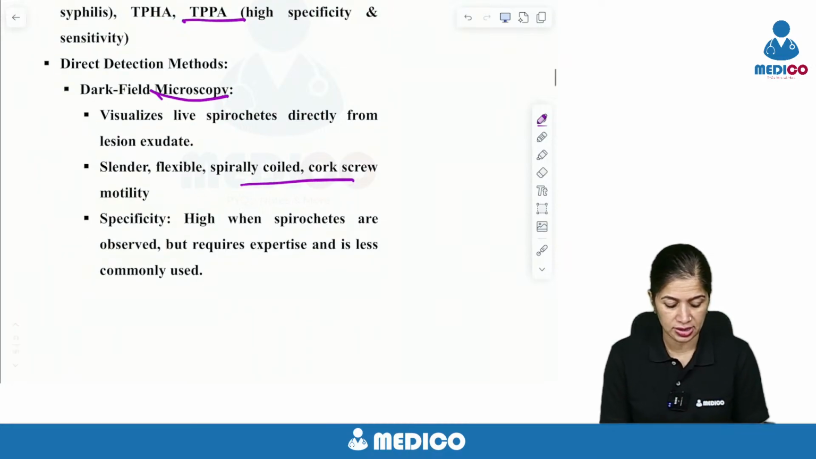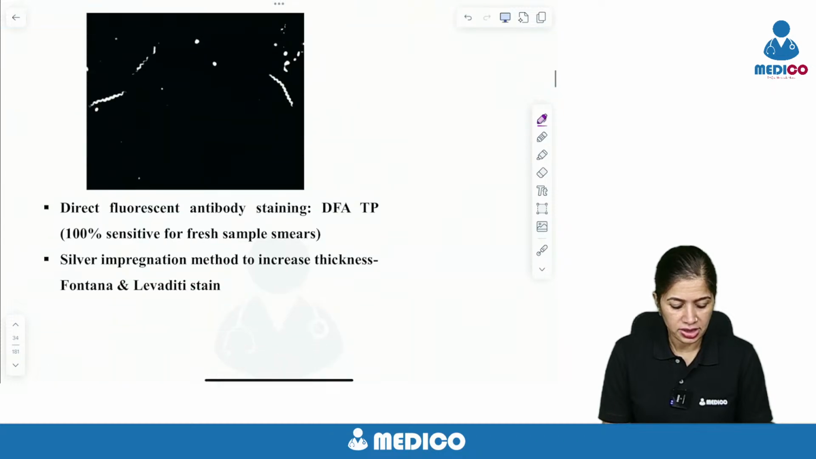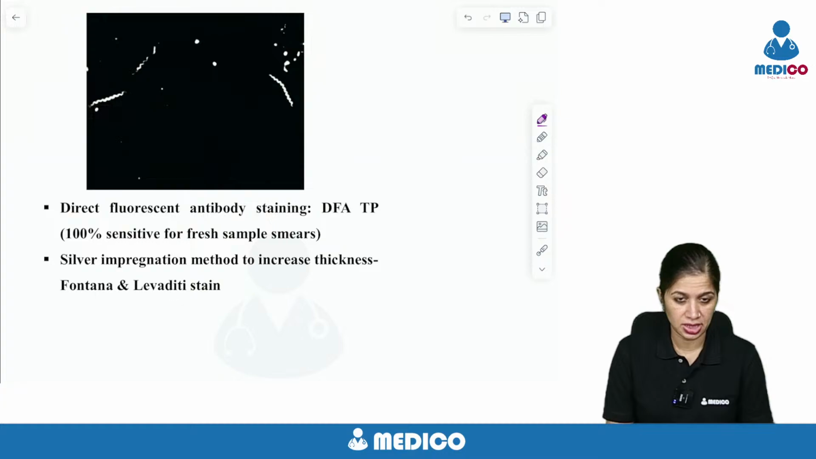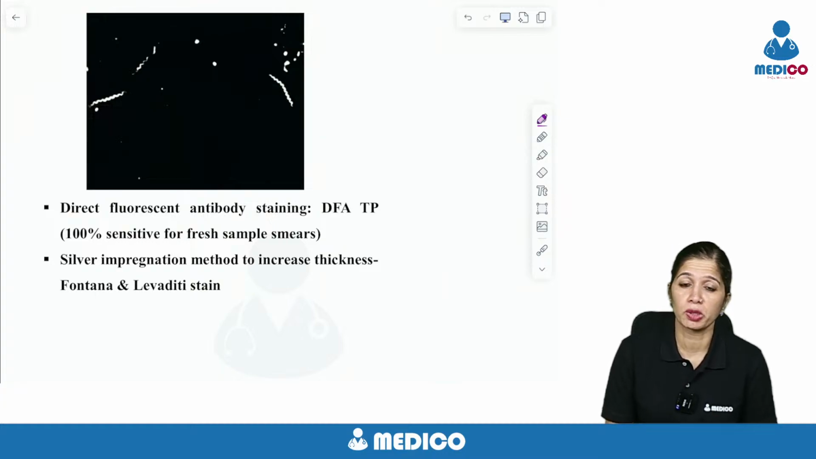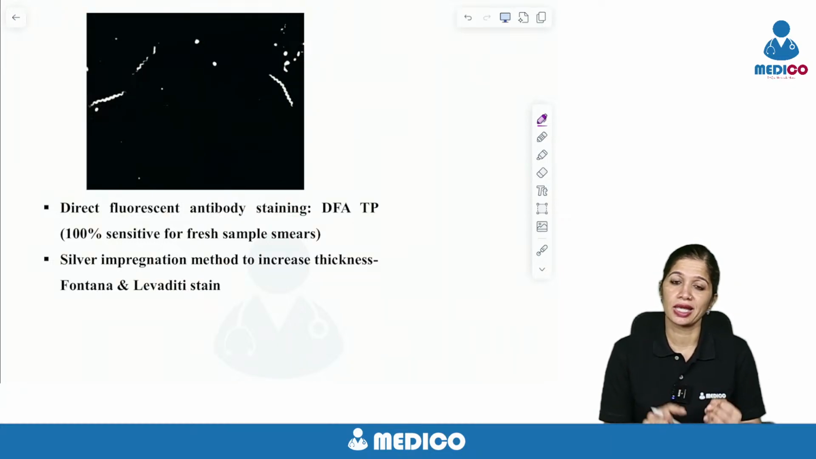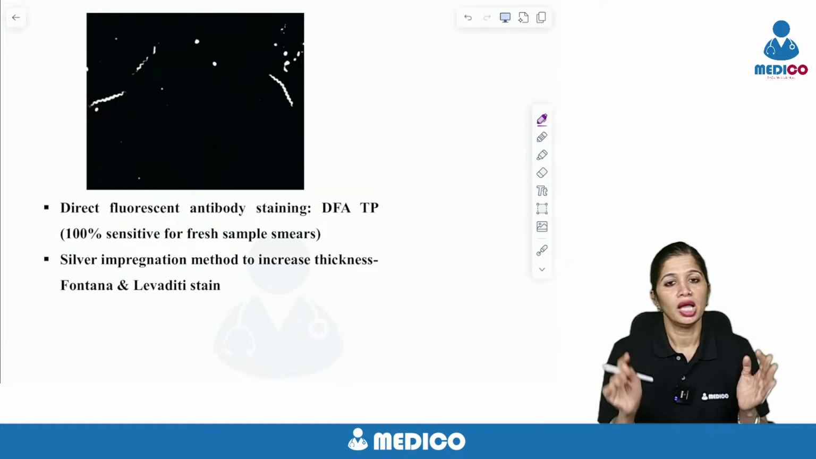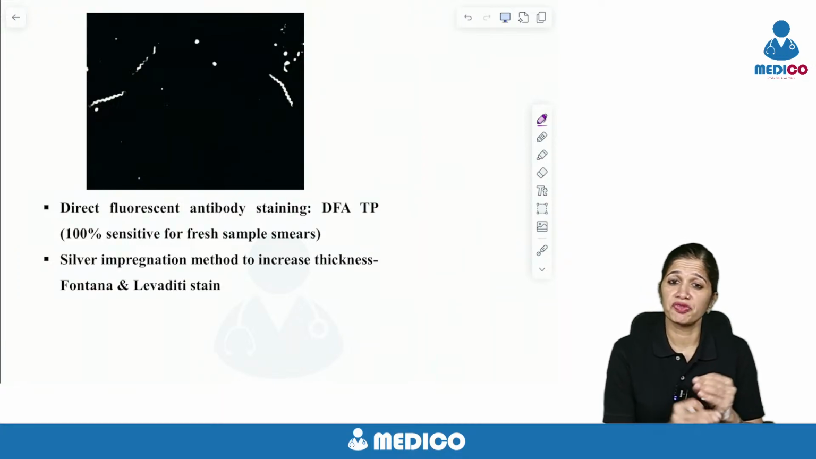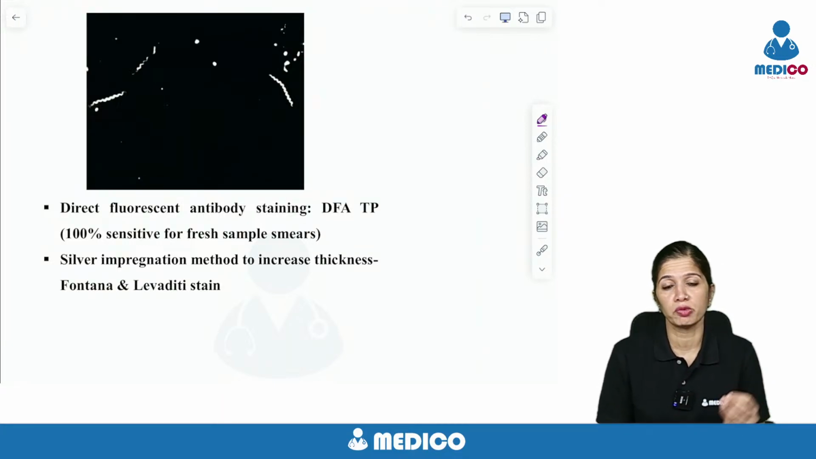rely on this test. Then there are also other tests like direct fluorescent antibody staining, that is DFA-TP, that is to be performed on the smears which are prepared from fresh clinical samples. So whenever you get a test like direct fluorescent antibody testing, that is the test that you have to pick because it's very sensitive and specific if you are able to do it.